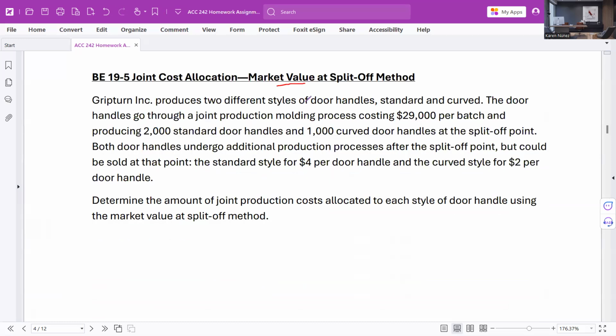So again, we've got two products. And these two products, right? We've got this joint process that generates these two products. And the two products that we're faced with here are the standard product and the curved product. And I'm going to just switch to typewriter mode because it's just easier for me. So we have this joint process, right?